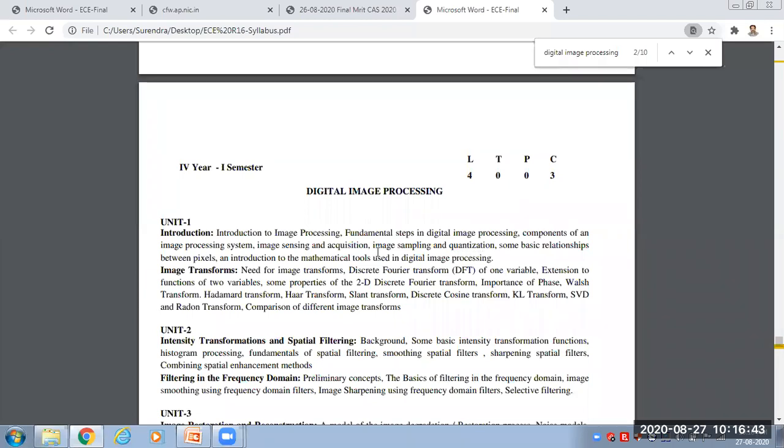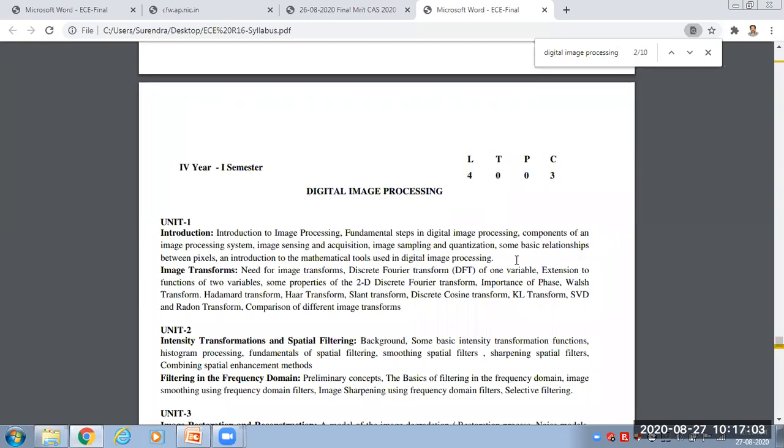If you see here: introduction to image processing, fundamental steps in digital image processing, components of an image processing system, image sensing and acquisition, image sampling and quantization, some basic relationships between pixels. And the last topic is introduction to the mathematical tools used in digital image processing.